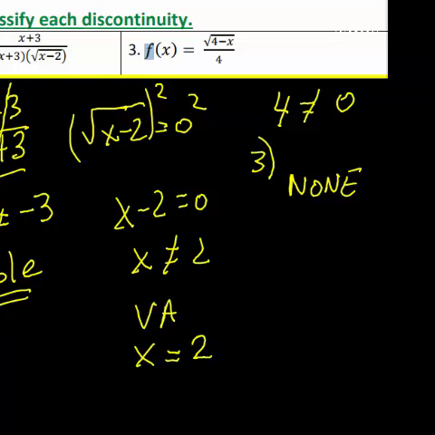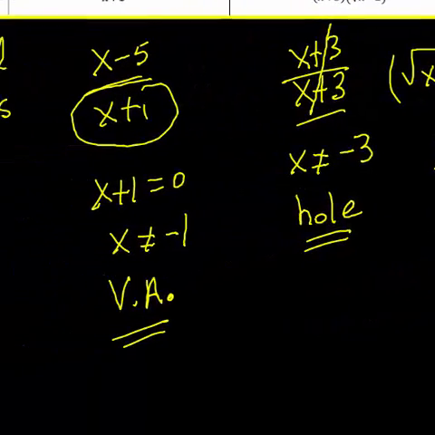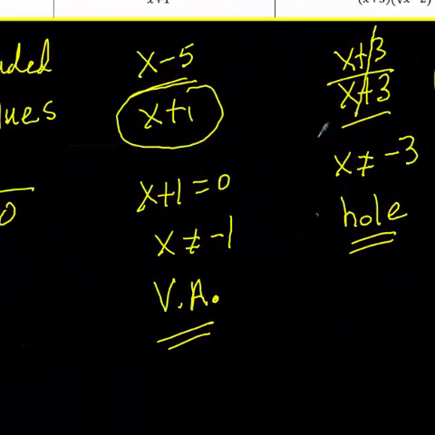Vertical asymptotes, we know, are non-removable. Holes are removable. Vertical asymptote, not removable. So that's when it says find and classify. So this vertical asymptote here at negative 1 would be a non-removable discontinuity.